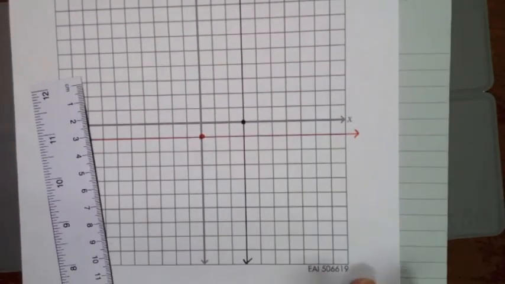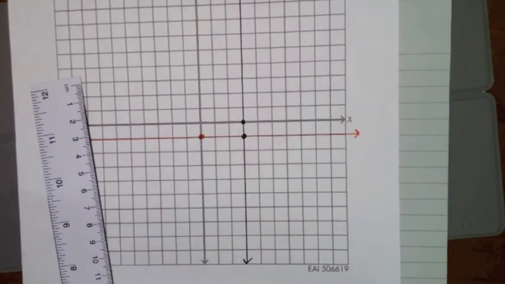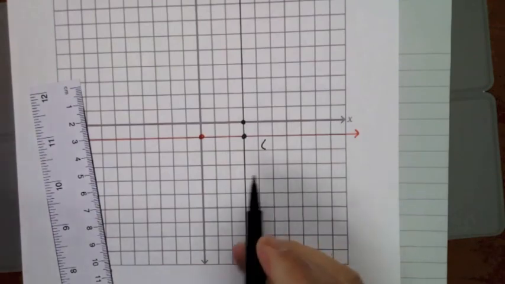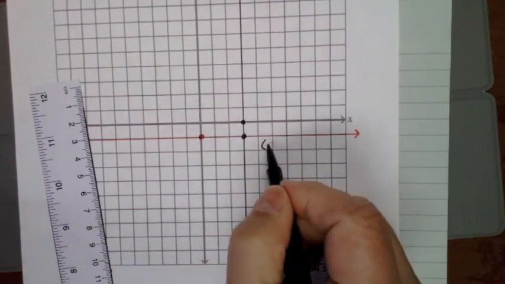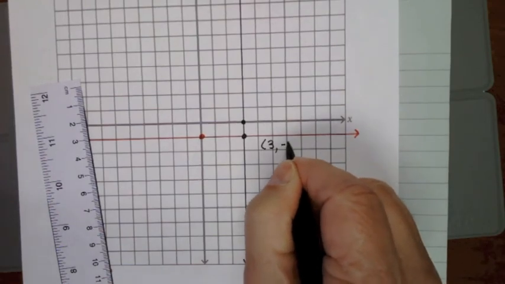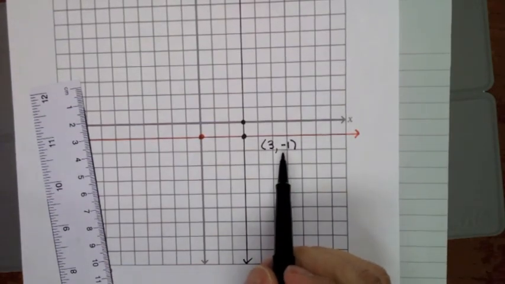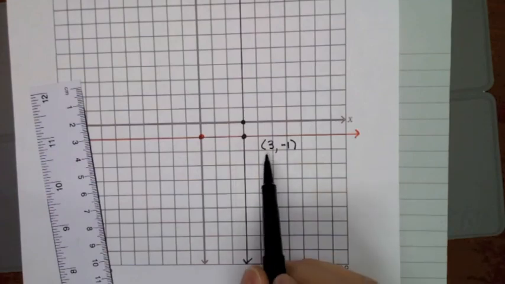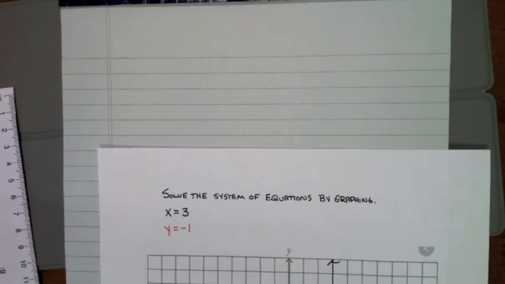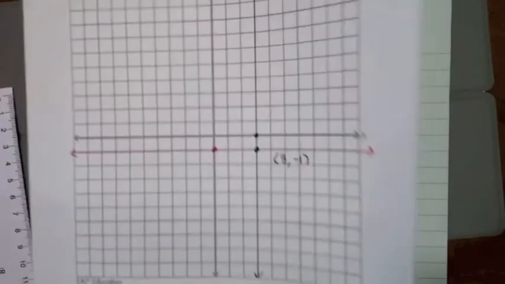I need to determine the point where these two lines intersect. Open parentheses, go over 3, that's my x-coordinate, go down 1, that means -1 is my y-coordinate. This is the solution to this system. These are the numbers that work, and if you look, it says x has to be 3 and y has to be -1, and it is.